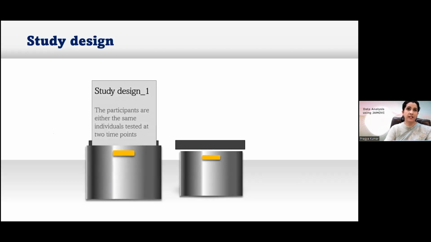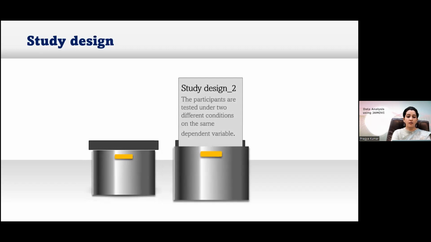So what are the various study designs for which we can use this type of paired t-test? The first study design can be that the participants are the same individuals tested at 2 different time points, like we have seen in the pre-post study, or under different conditions, or before and after intervention. In all these cases, the same set of participants are measured at 2 different time points, or participants are tested under 2 different conditions on the same dependent variable.